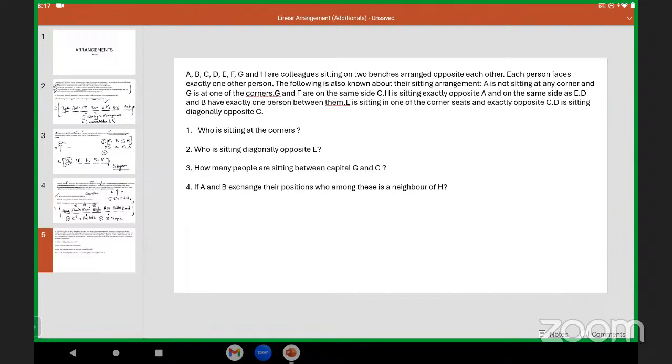One more set is given over here. Try to solve this. Take 5 minutes and try to solve this one.